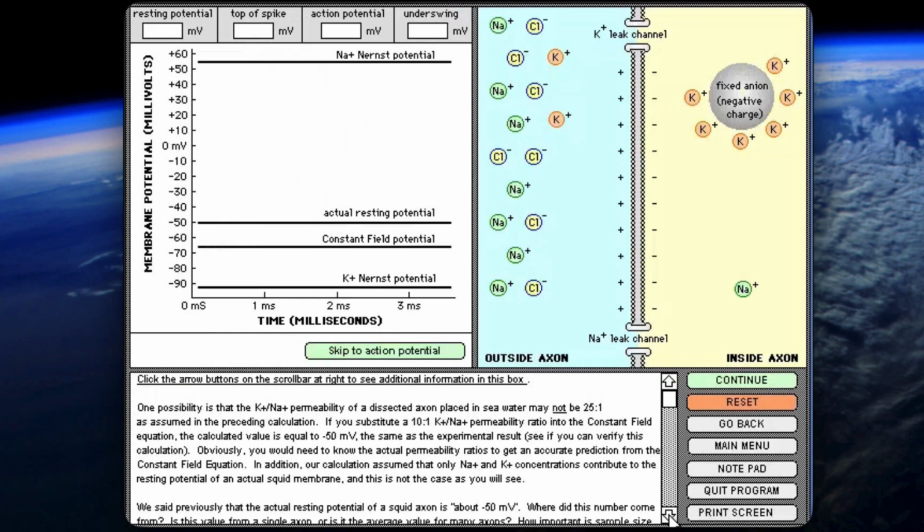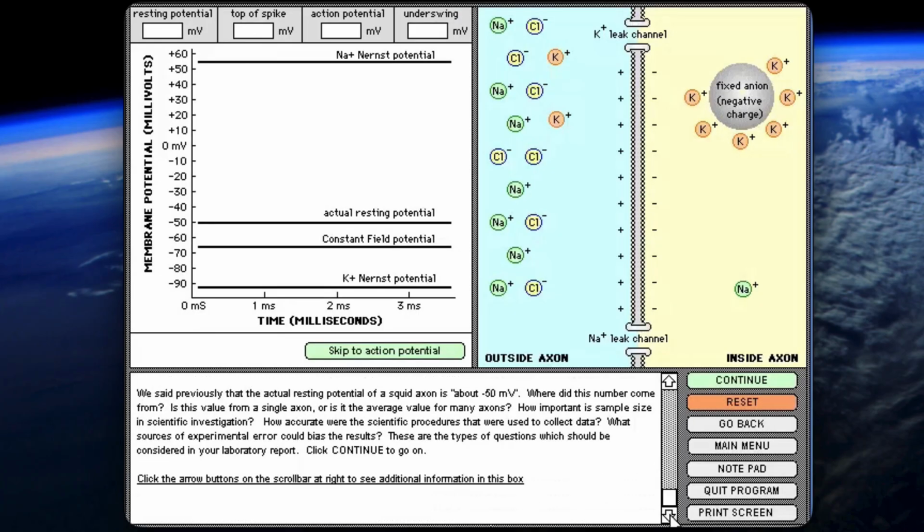Obviously, you would need to know the actual permeability ratios to get an accurate prediction from the constant field equation. In addition, our calculation assumed that only sodium and potassium concentrations contribute to the resting potential of an actual squid membrane. And this is not the case, as you will see.